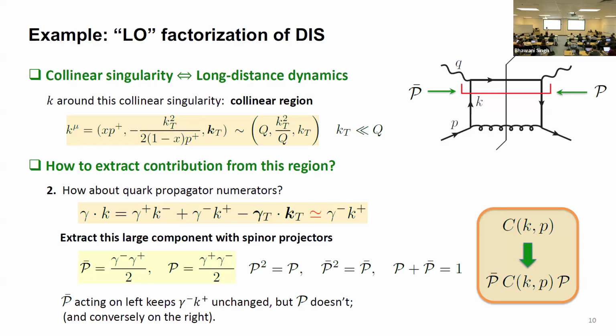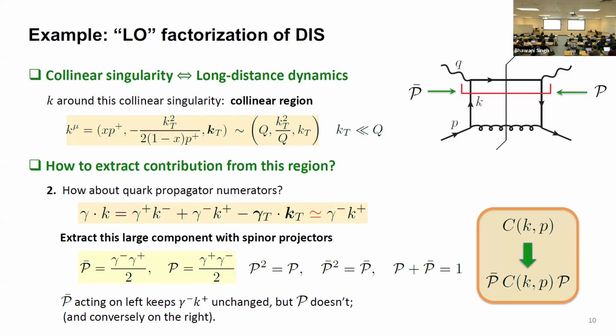Then we can insert these projectors, labeled by this arrow here: insert a P bar here, and insert a P here. What you see is that if P bar is inserted here, you have a gamma plus next to the propagator of the quark. So gamma plus kills this gamma plus term, but it retains the gamma minus term. A similar thing happens if P is inserted to the right of this anti-quark line. So then we have this formula.